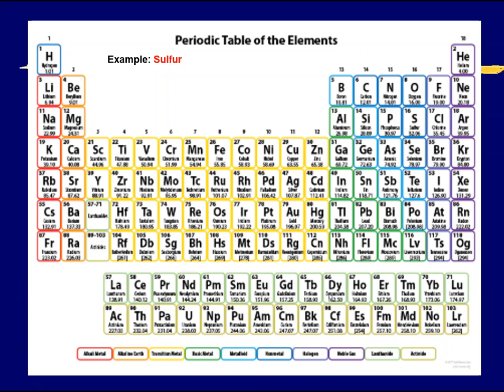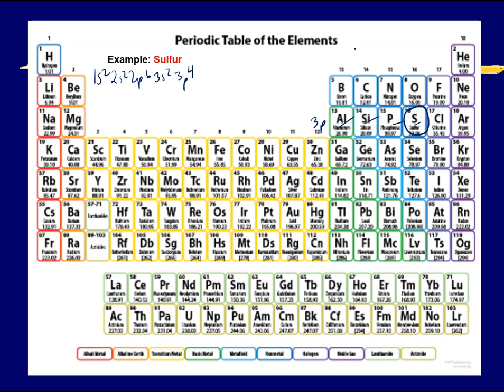So for example, sulfur. Here is sulfur over here. For example, if I wrote out the normal configuration, I'm going to end up here, 3p, 1, 2, 3, 4. I'm going to end on 3p4. So I write it out, 1s2, 2s2, 2p6, 3s2, 3p4. That would be the normal long configuration for sulfur.